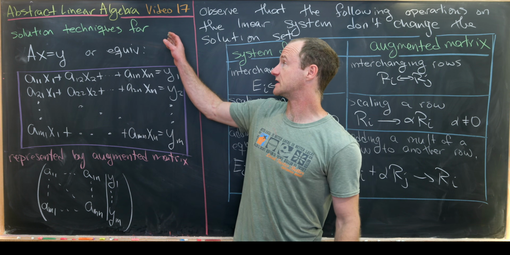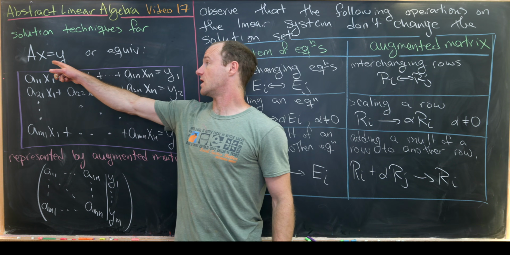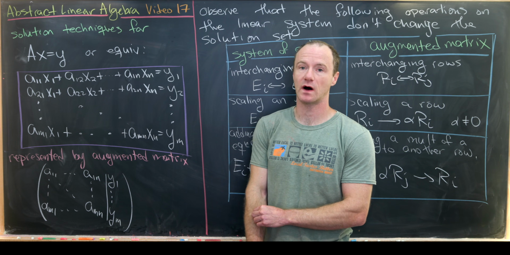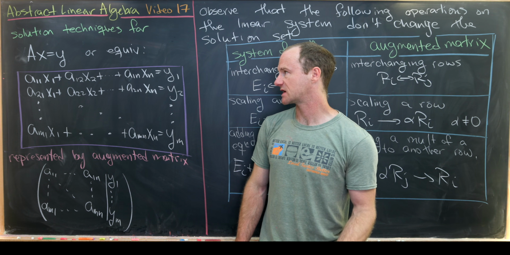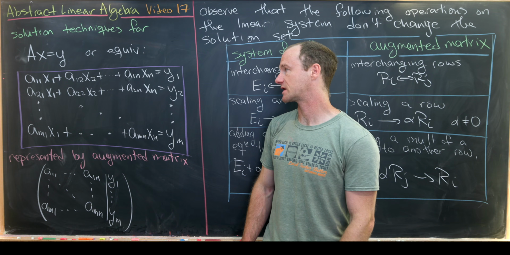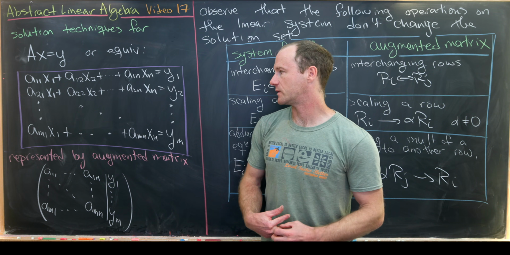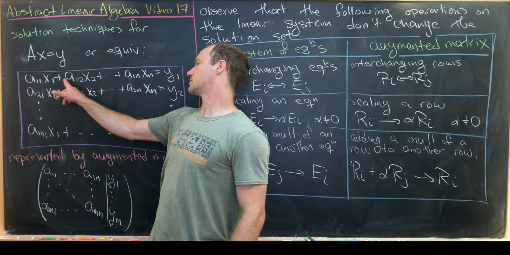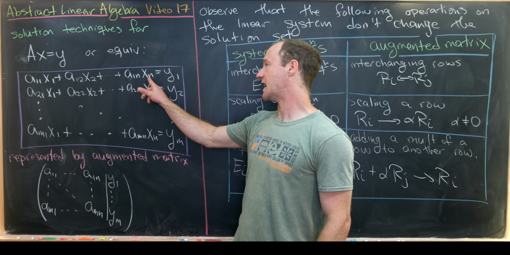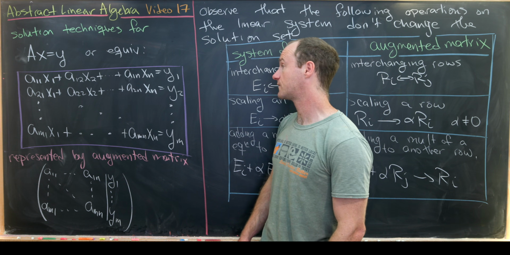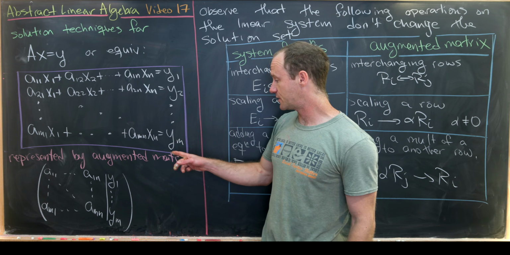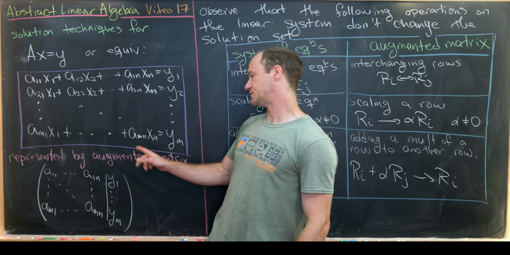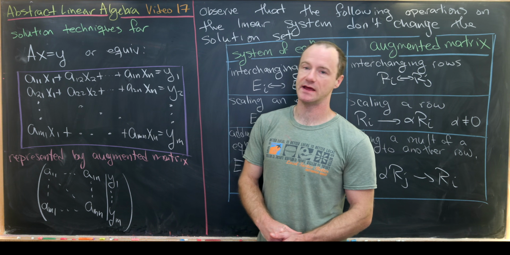Our goal today is to look at solution techniques for the system of equations represented by the following matrix vector equation, Ax equals y, where A is an m by n matrix, x is an n vector, and y is an m vector. Or equivalently, the following system of m equations with n variables. So we've got a11 x1 plus a12 x2 all the way up to a1n xn is equal to y1. So that's our first equation. We've got a similar second equation all the way down to this mth equation, which is am1 x1 all the way up to amn xn equals ym.